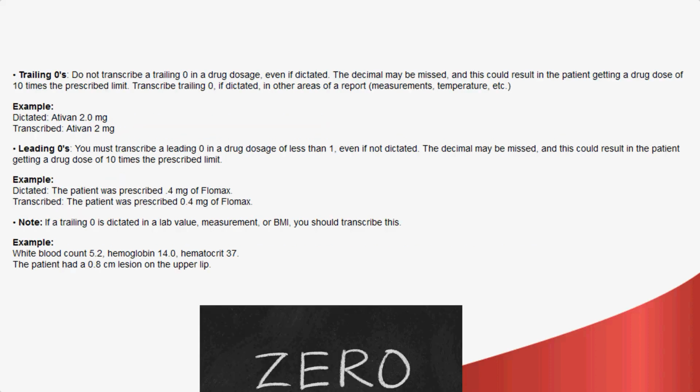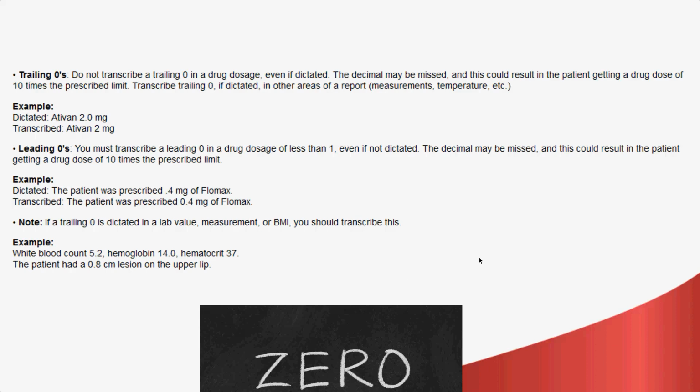Okay, trailing zeros. Do not transcribe a trailing zero in a drug dose. So as an example, Ativan 2.0, 2.0 milligrams, that's a trailing zero, coming after the decimal. So don't transcribe a trailing zero in a drug dose. The decimal might be missed, and this could result in the patient getting a drug dose of 10 times the prescription. So 2.0 milligrams could be read as 20 milligrams. That would be a very critical mistake.